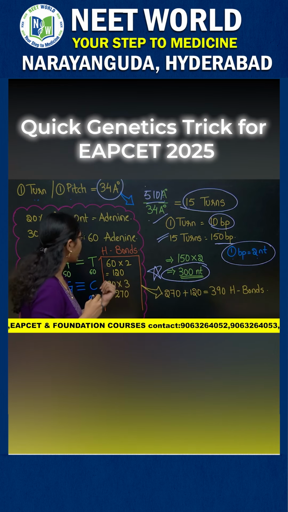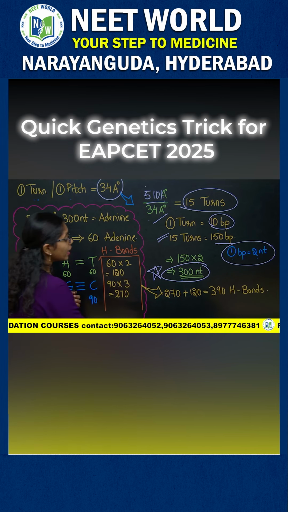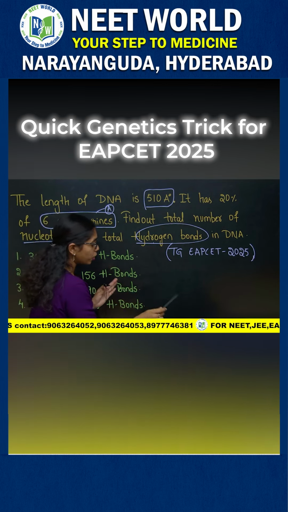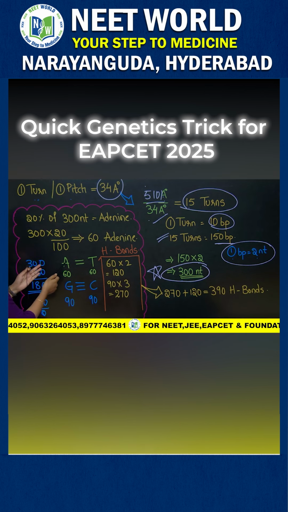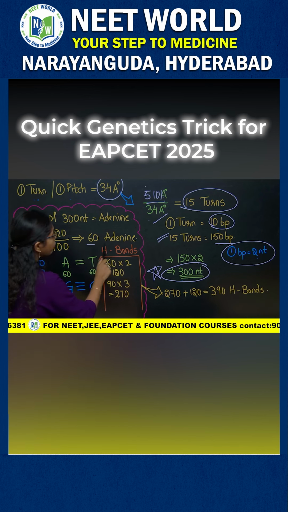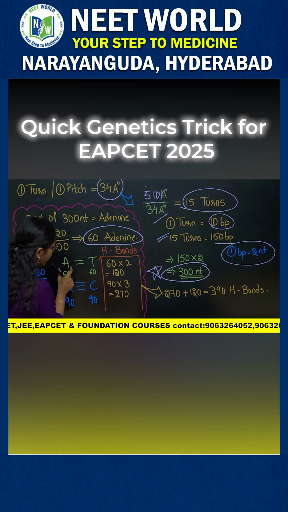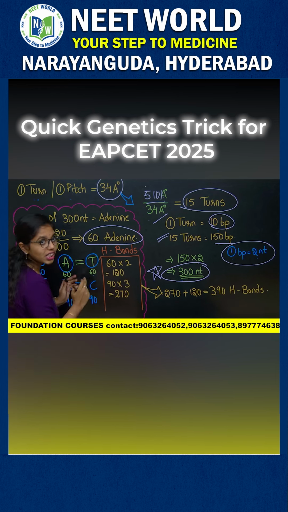Now we have to find out the number of hydrogen bonds. How will we find it? By one more hint given in the question: 20% of 6-aminopurine means 20% of the nucleotides are adenine. So if you take 20% of 300 nucleotides, that is 300 into 20 by 100. It will give you 60 adenines. According to Chargaff's law, the number of adenines will be equal to the number of thymines, right? So here 60 adenines means 60 thymines will be there.